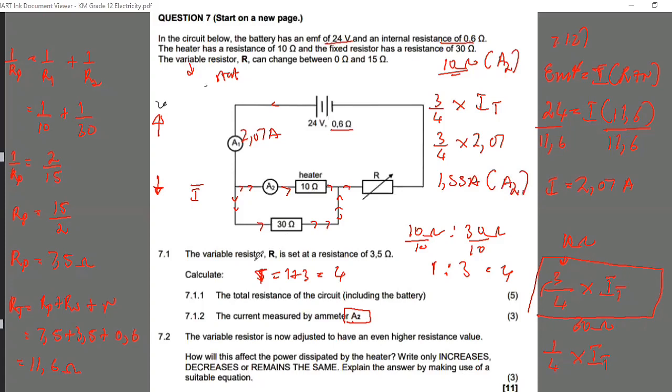Then let's get to 7.2. It says the variable resistor is now adjusted to have an even higher resistance value. So they say, how will this affect the power dissipated by the heat? Does it only increase, decrease, or remain the same? Explain the answer by making use of a suitable equation. Okay.